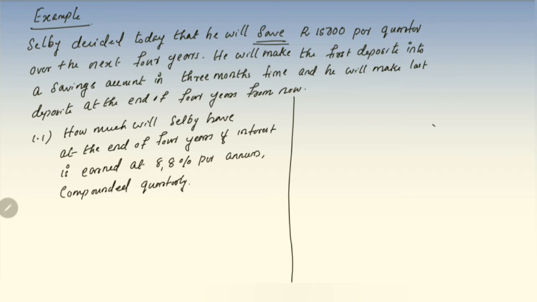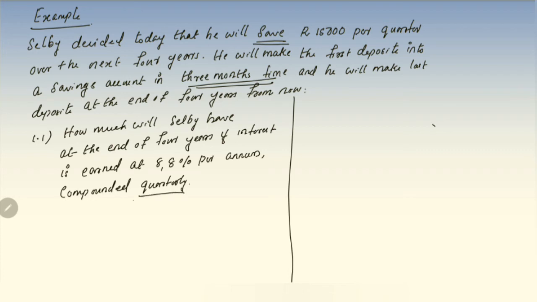So every quarter means every 3 months, he is saving 15,000. He will make the first deposit into a savings account in 3 months' time. That is the first quarter. The end of the first quarter, he makes that first saving. And he will make the last deposit at the end of 4 years from now. Now 1.1. How much will Selby have at the end of 4 years if the interest is earned at 8.8 percent per annum compounded quarterly?